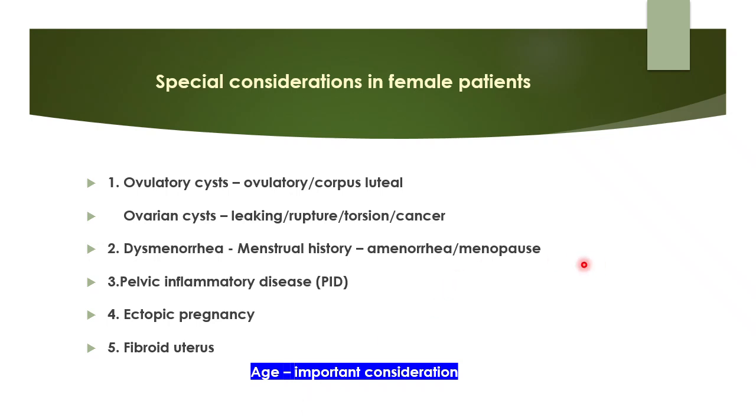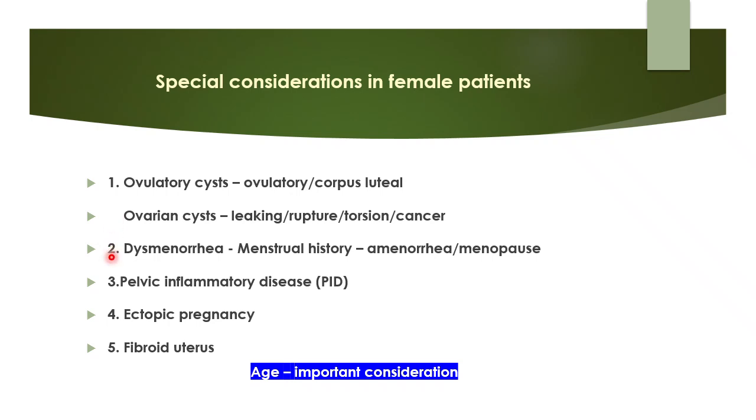Okay, there are some special considerations of abdominal pain in female patients. Things that you have to exclude in female patients is an ovulatory cyst, either a leaking or a ruptured ovarian cyst, especially a corpus luteal cyst or an ovulatory cyst.